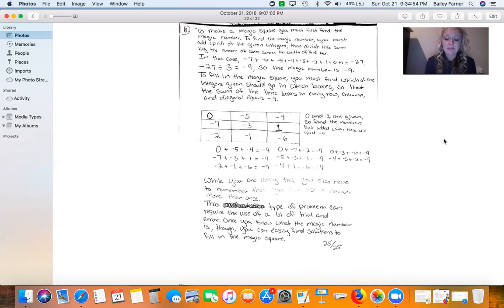And -7 plus -3 plus 1 equals -9. And -2 plus -1 plus -6 equals -9, and so on. So I found that to be kind of fun and interesting. If I had a favorite, it would probably be my favorite problem of the homework.